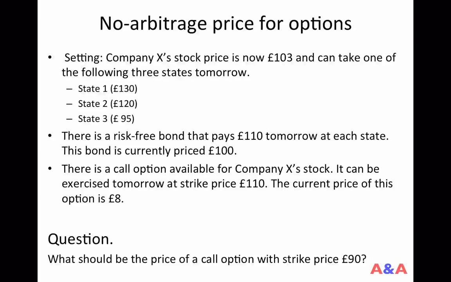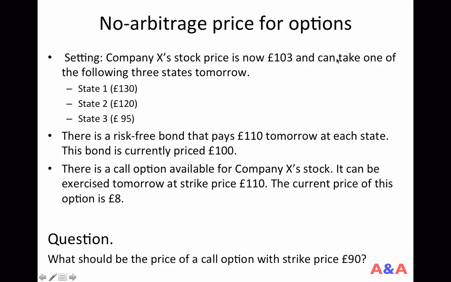So last time we studied the basic idea of the no-arbitrage pricing theory using a fruit basket example. Today we are going to apply that idea to financial assets. So the following is our setting. There is company X, and company X's stock price or share price is currently priced £103.